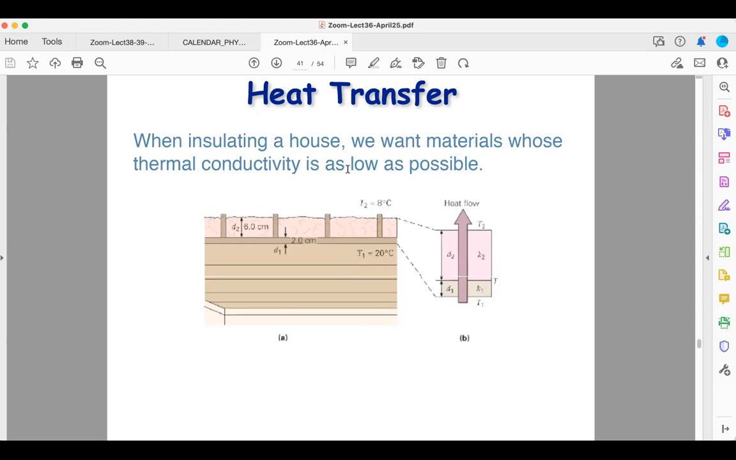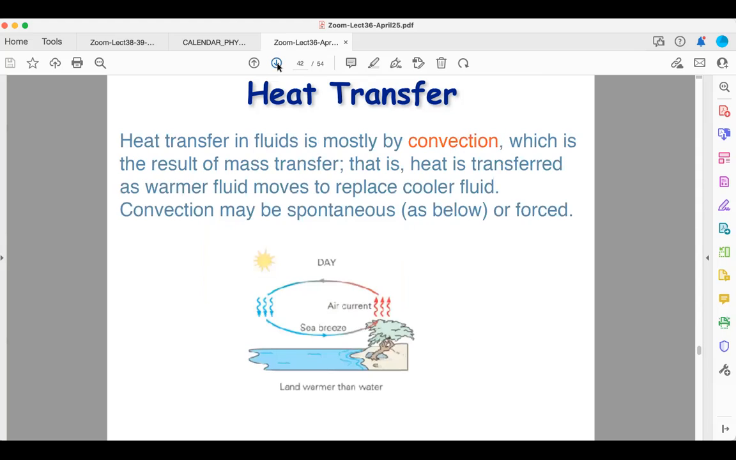Also, when insulating a house, for example, we want a material whose thermal conductivity is as low as possible, so that we can keep it warmer.